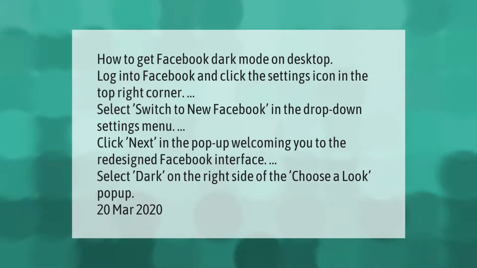How to get Facebook dark mode on desktop. Log into Facebook and click the settings icon in the top right corner. Select Switch to New Facebook in the drop-down settings menu. Click Next in the pop-up welcoming you to the redesigned Facebook interface. Select Dark on the right side of the Choose a Look pop-up.